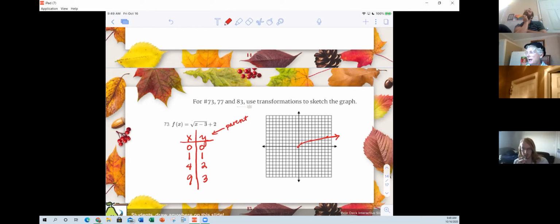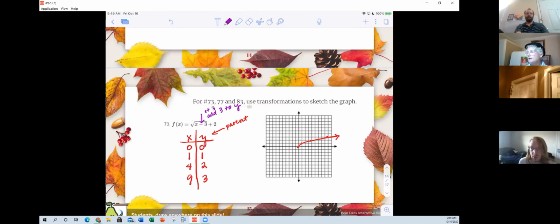Okay, now what does this minus 3 tell us to do? Shift to the right 3. And what does it tell us to do to the y values? Add 3 to the y values, right? Add 3. To the y.